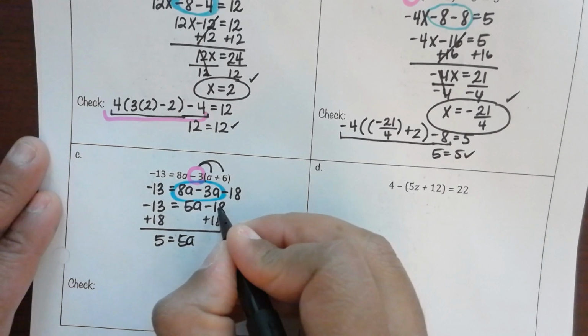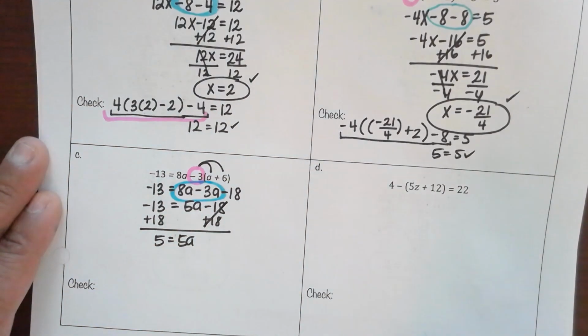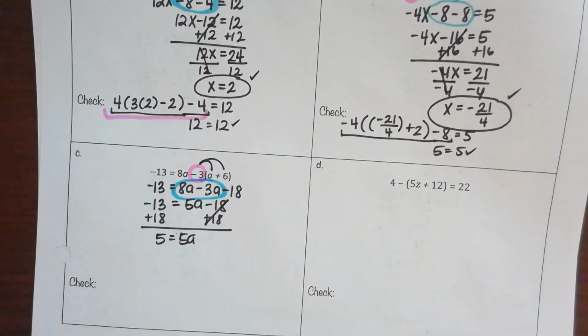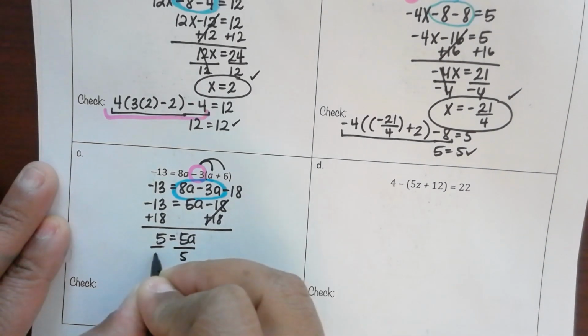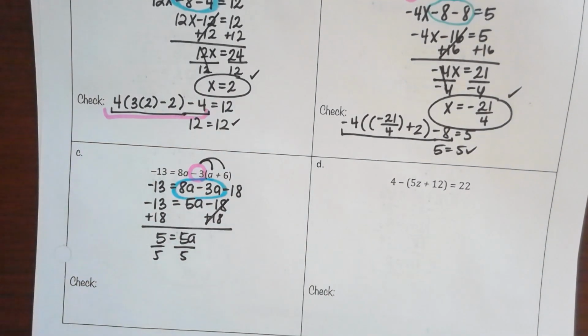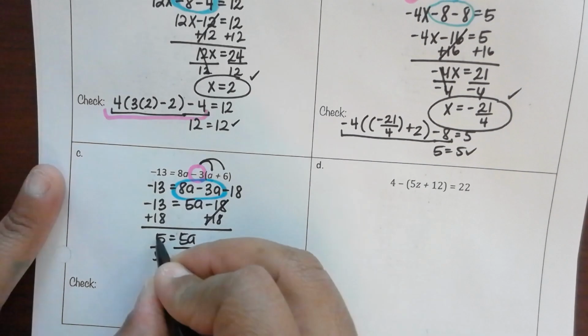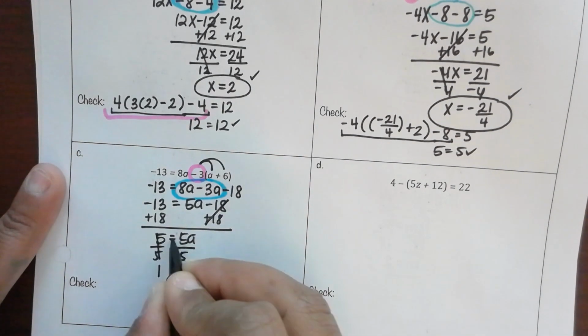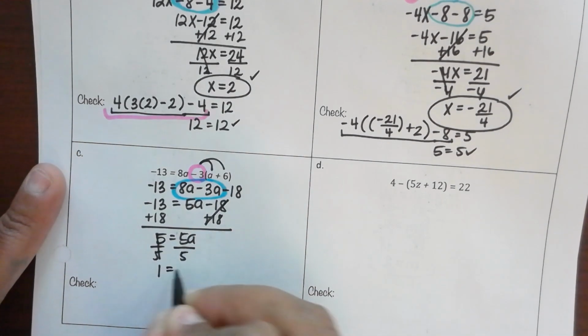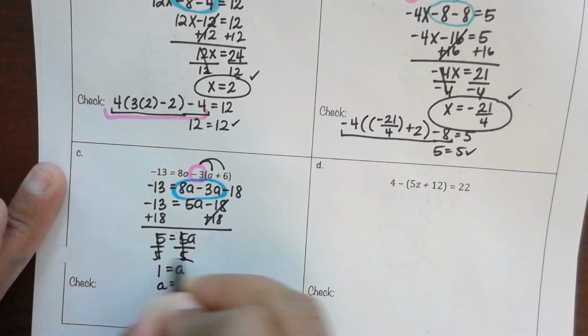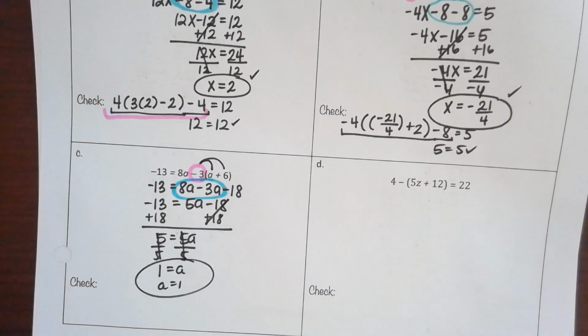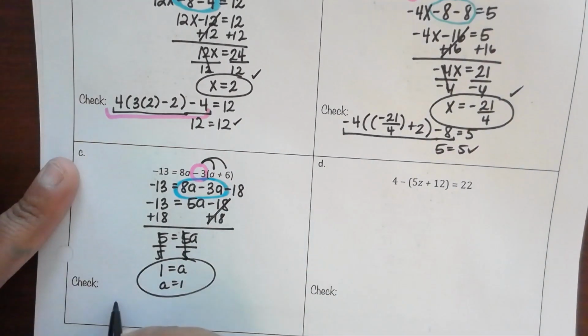Because what happened to those 18s? Thank you. What's my next step to get A by itself? Beautiful. Okay. So what happens to these 5s? Into? Thank you. Behind that? Because what happens to those 5s? How can I rewrite this? Are they both acceptable answers? Will I take both? So how would I rewrite this?